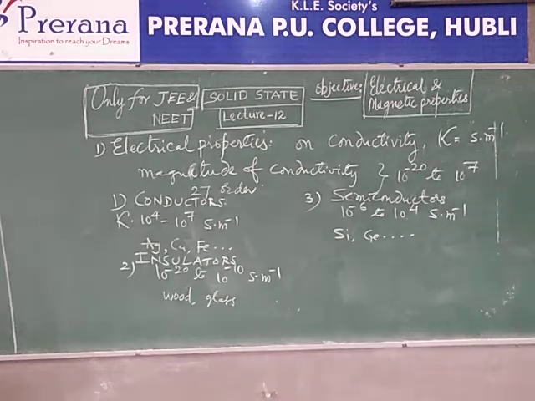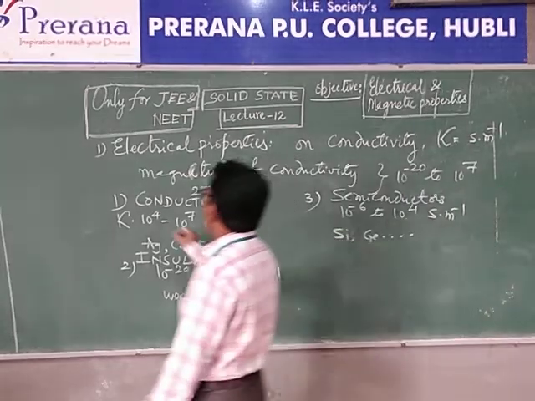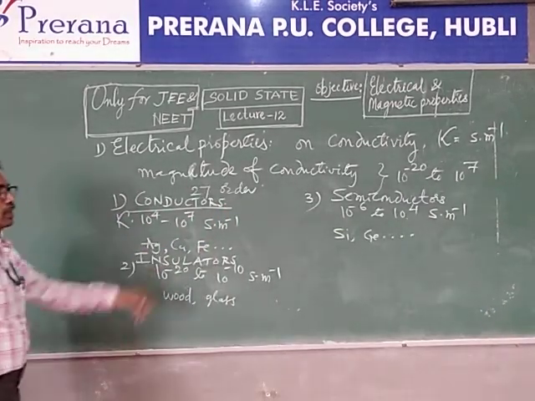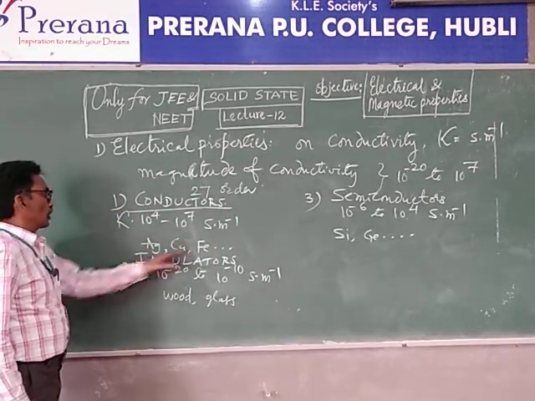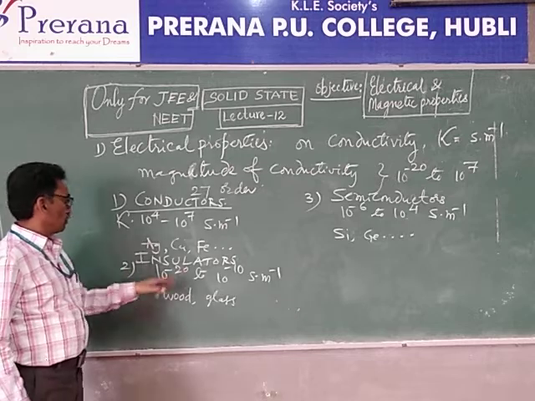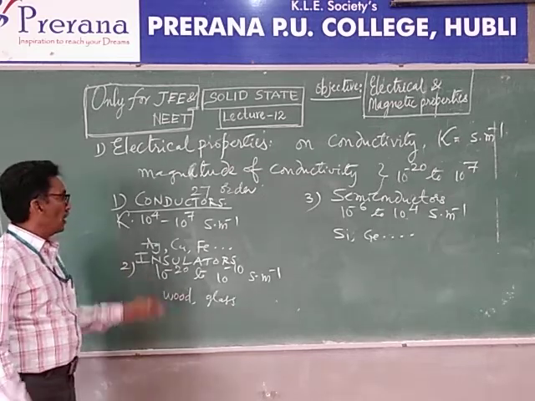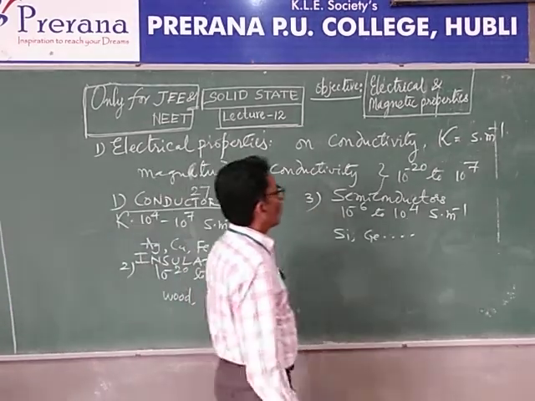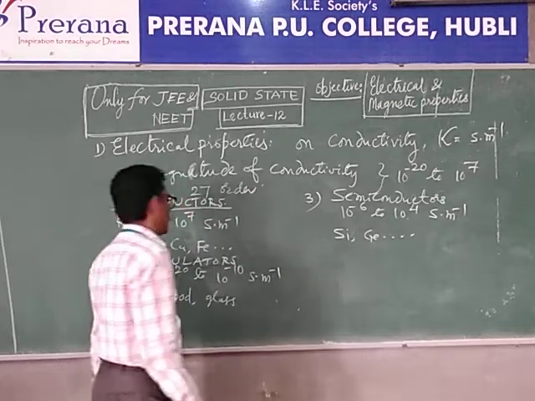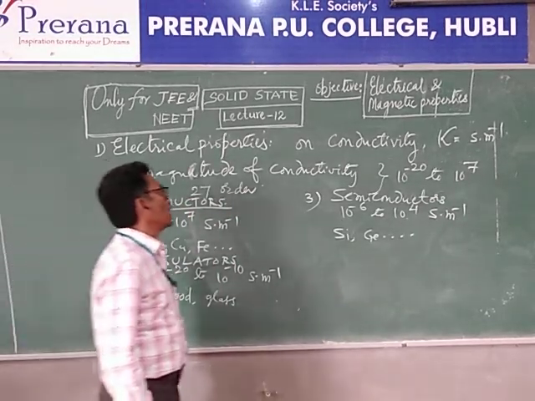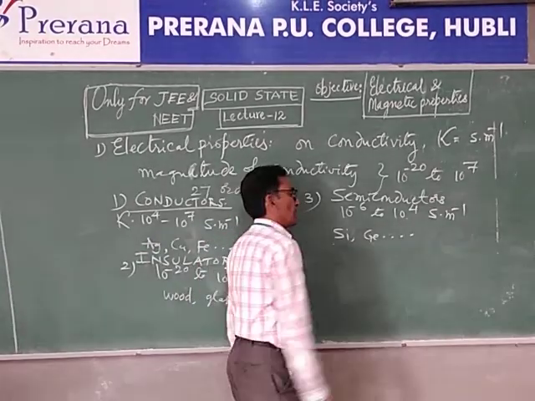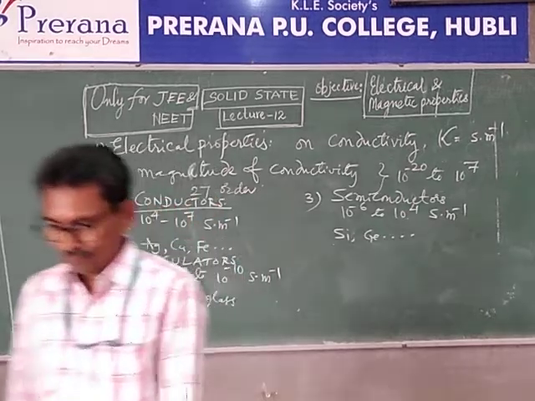So solids are classified broadly into three types based on conductivity, and the conductivity range is 10 to the power minus 20 to 10 to the power 7, which is 27 orders. They are conductors, for example silver, copper, etc., metals. Insulators are wood, glass, etc. And some are in between, they are semiconductors, for example silicon and germanium.